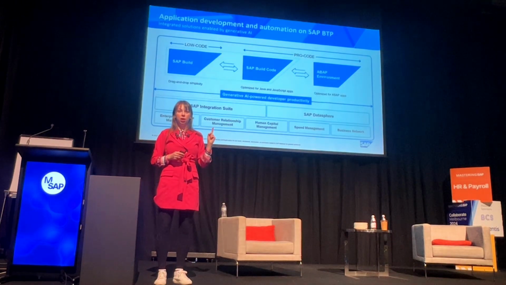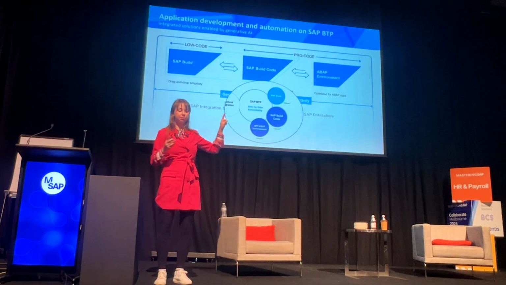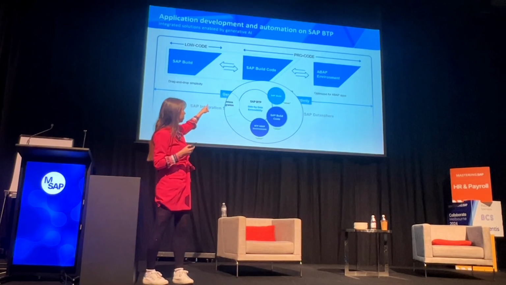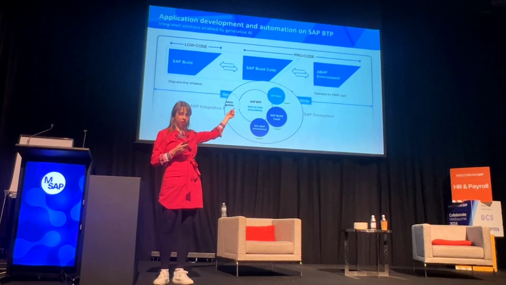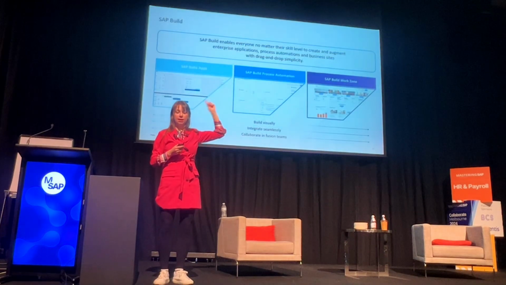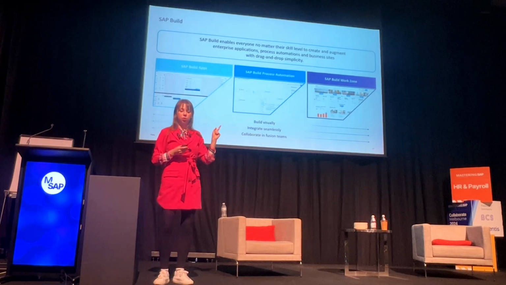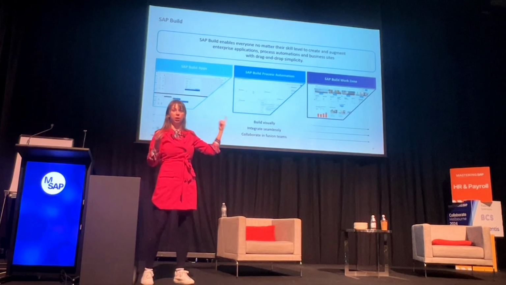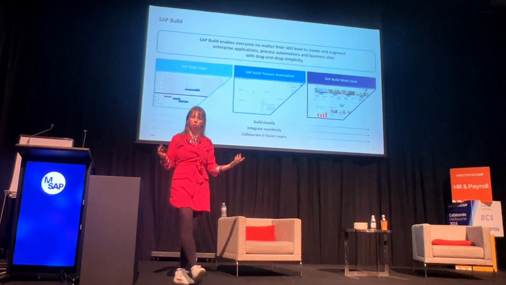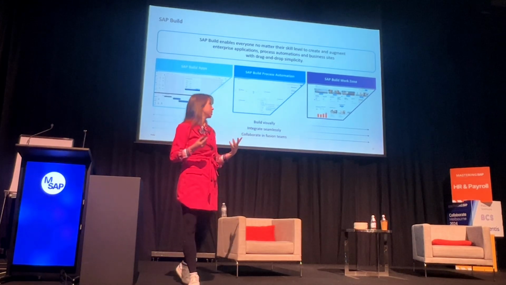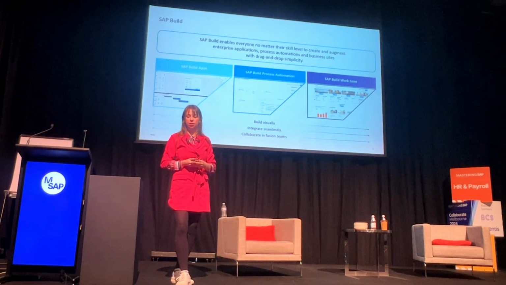Now moving over to the BTP bubble. We have SAP Build, we have SAP Build Code, and we have the ABAP Environment. Let's start from the left to the right. SAP Build encompasses three different technologies. The first one is SAP Build Apps, where you build applications. The middle one is SAP Build Process Automation, where you build automation, workflows, basically processes. And the right one, SAP Build Work Zone, is about building business websites.